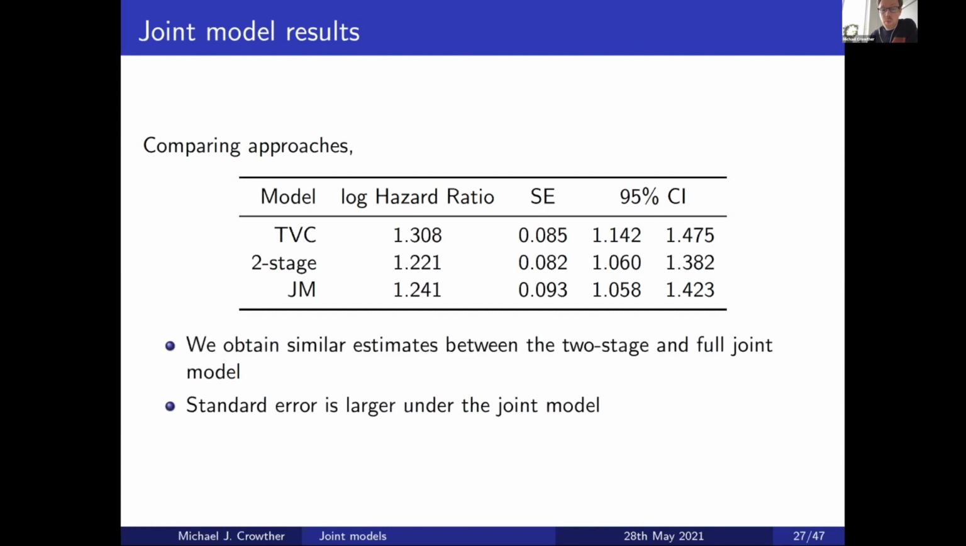So the first 2, somewhat, we can call them naive approaches, let's say. Building up, what we tend to see is that we see similar estimates of my log hazard ratio between the 2-stage and the full joint model. So the 2-stage is accounting for measurement error, but the uncertainty in the first stage is not carried through to the second. So we tend to see a larger standard error under the joint model, which is appropriately accounting for the uncertainty coming from both longitudinal and survival submodels.